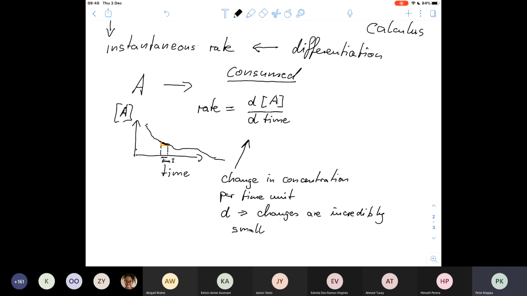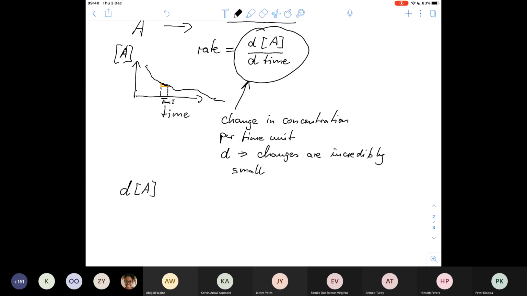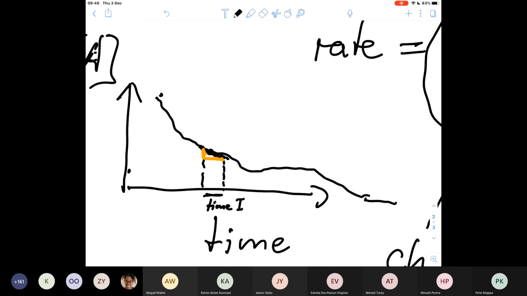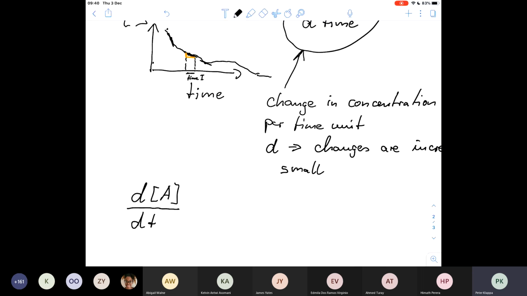Okay, that is what this writing indicates. So our rate, which we can write as dA over dt, what we see when we look at this scheme here is the gradient at any point that we are looking at. Is the gradient positive or negative? What do you think? Is the gradient positive or negative?